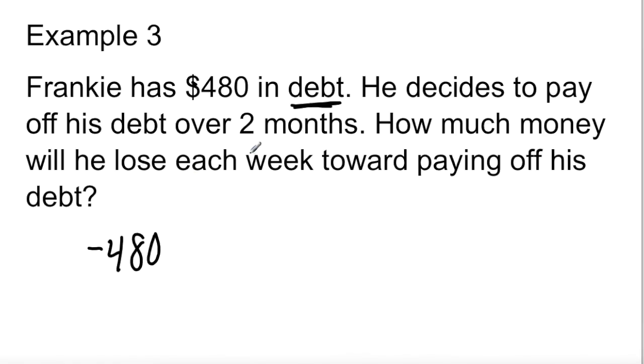And so we know that in 2 months there are 8 weeks. So when we divide, because we're splitting this up evenly amongst each week, we're going to see that we're going to have a negative integer. So each week we are losing, or I should say Frankie is losing, $60 towards paying back his debt.